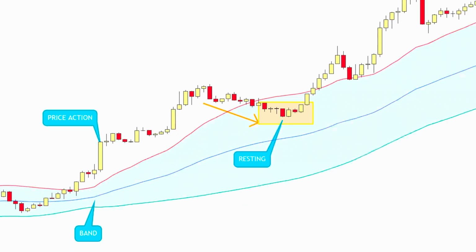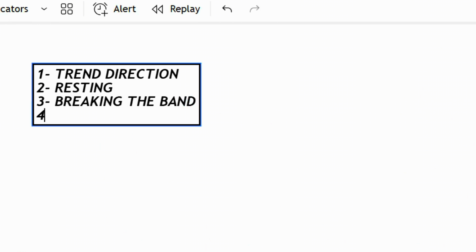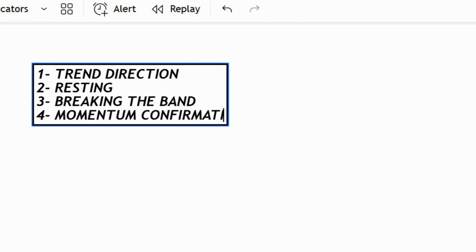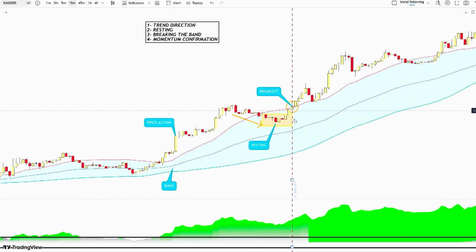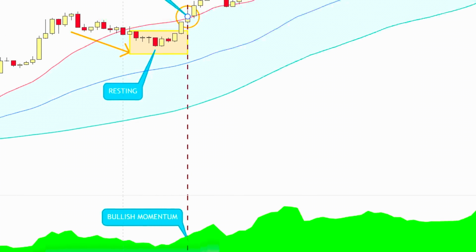An actual close pushing through, not just a wick that pokes outside the band for a second and comes right back in, because a wick like that is exactly the kind of thing that traps people. And step 4, momentum confirmation. This is where the oscillator earns its spot. You want that green wave actually backing the breakout, pushing up with it, not sitting flat or fading into the gray no man's land.